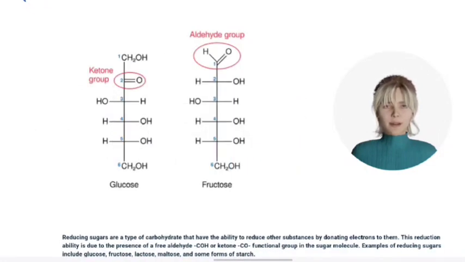Reducing sugars are a type of carbohydrate that have the ability to reduce other substances by donating electrons to them. This reduction ability is due to the presence of a free aldehyde (CHO) or ketone (C=O) functional group in the sugar molecule. Examples of reducing sugars include glucose, fructose, lactose, maltose, and some forms of starch.